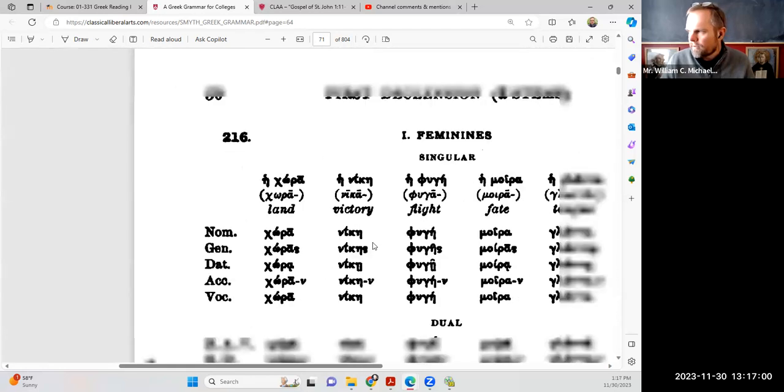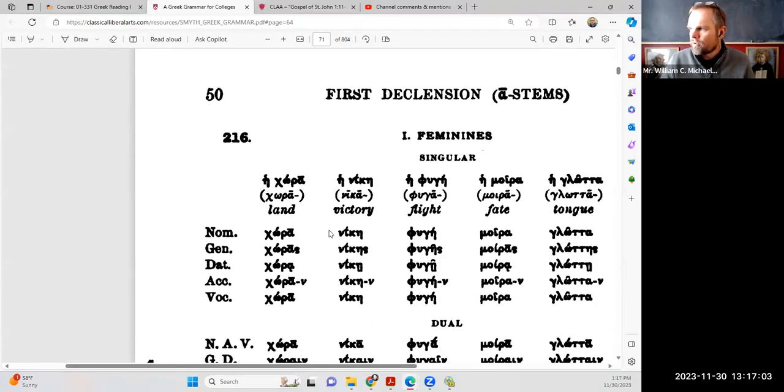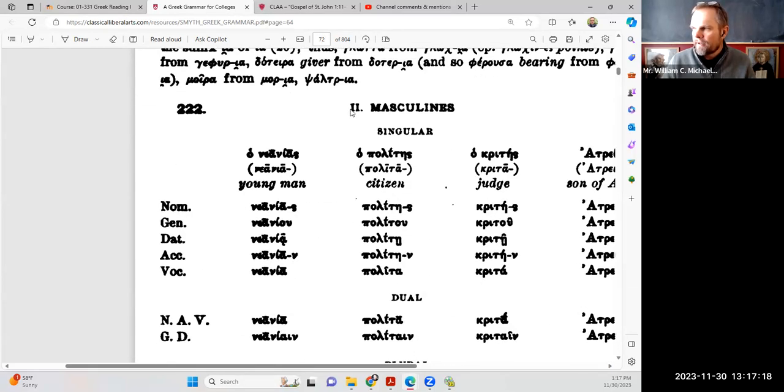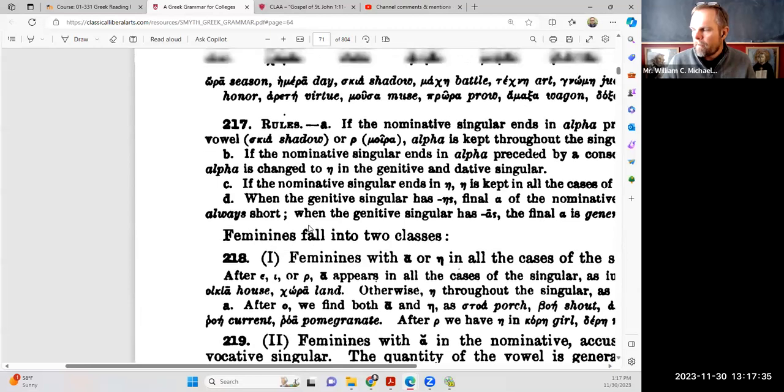Let me back up here. You can see there are two groups. We have the first declension, the alpha stems, and group number one are feminine nouns. So these nouns listed here are feminine. Then on the next page, you'll see another chart with group number two. These are masculine nouns. They're also alpha stem nouns, nouns whose stem ends in alpha, the first declension of Greek nouns. So this is the alpha stem family.